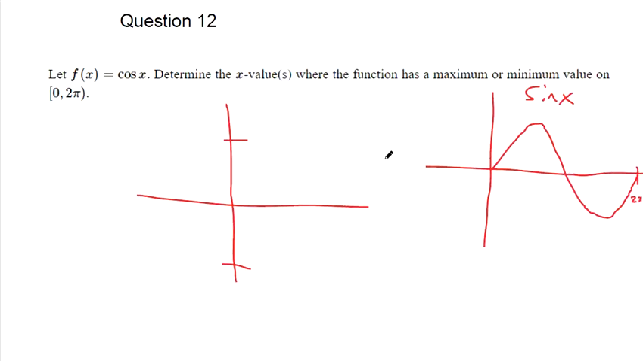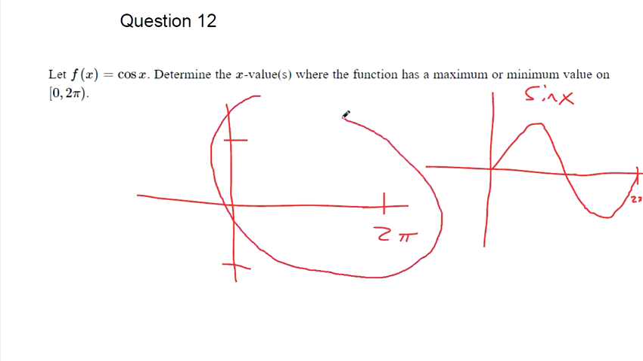So f of x equals cosine of x. Cosine also has a period of 2 pi, which means you start repeating yourself after 2 pi units. Let's see what else. It says only on this interval, so we don't consider exactly 2 pi. We could just consider everything in between it.